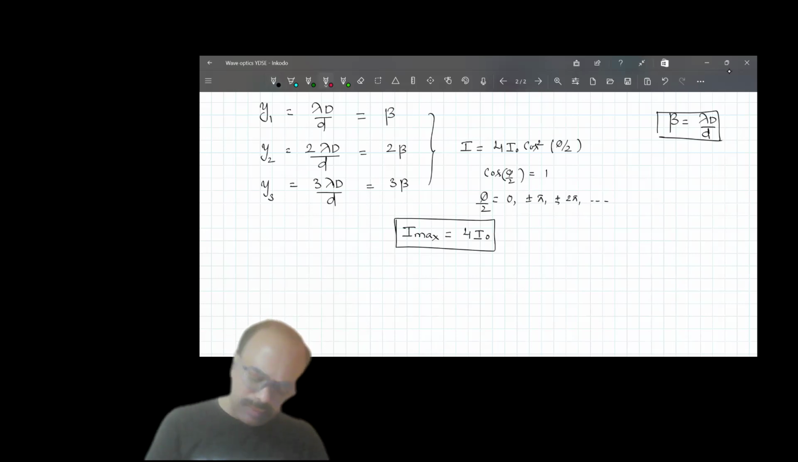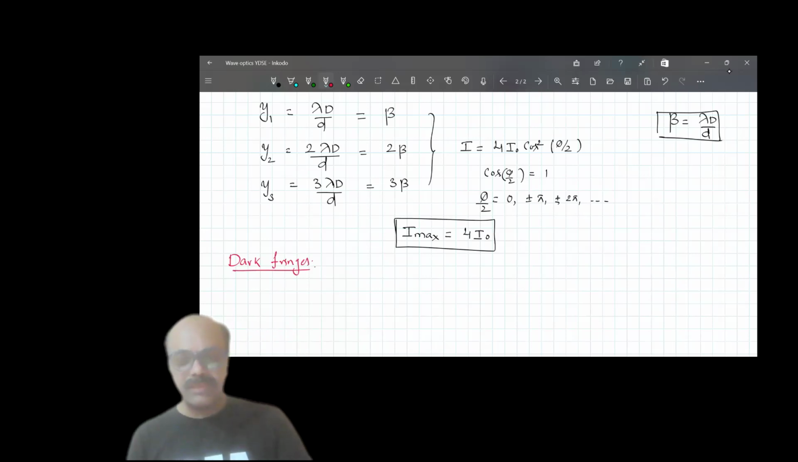Now coming to the dark fringes. Dark fringes means the first wave's crest is overlapping with the second wave's trough, or the first trough is overlapping with the second crest. Both are out of phase. Then the intensity of the light is reduced. That we call destructive interference, so the intensity of the light decreases. That's why we call it a dark fringe.